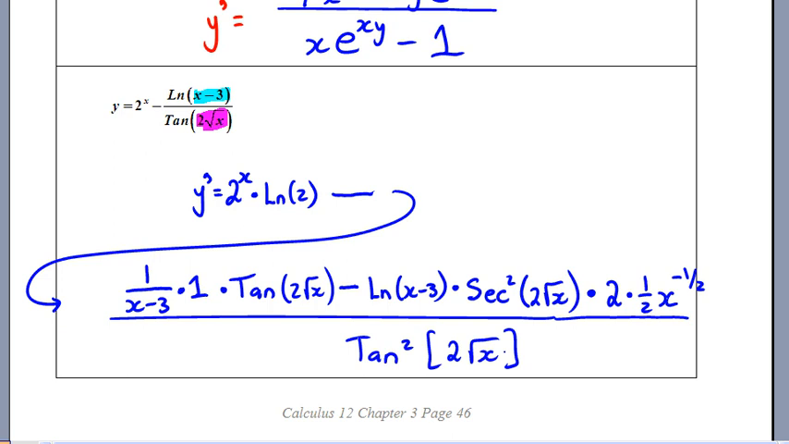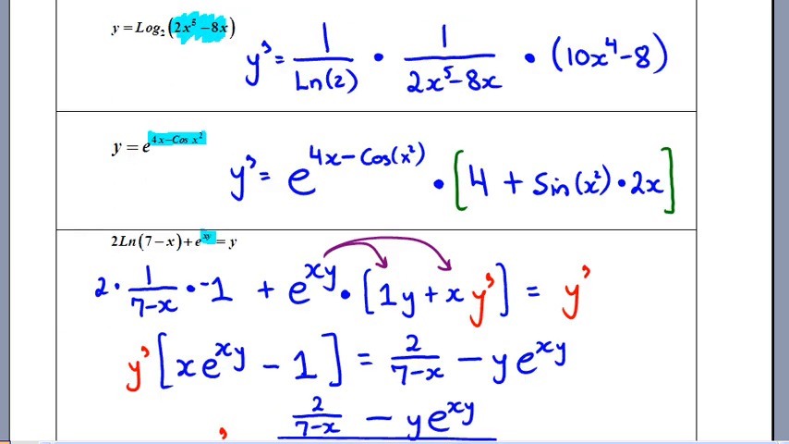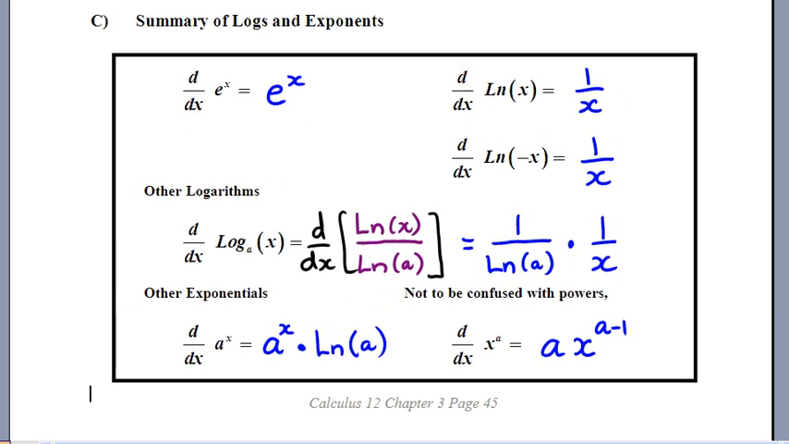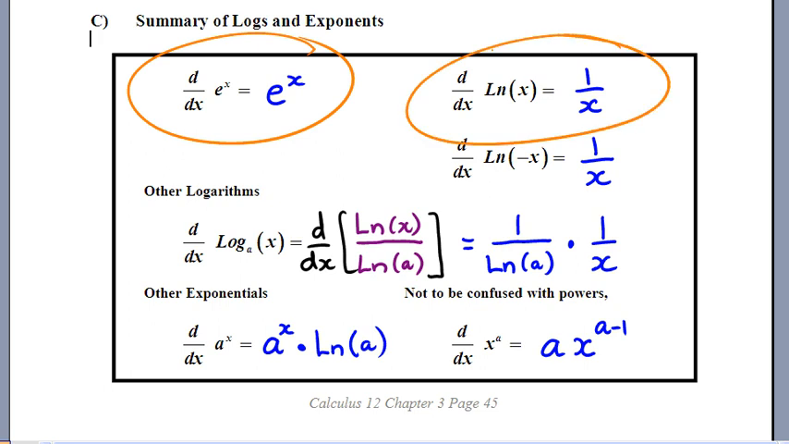And that is the last example for our day on logarithms and exponentials. I'm just going to go back for 1 second just to this page right here. So the key things we learned: derivative of e to the x, it's just e to the x. And the derivative of ln x is 1 over x. And then we got a couple of other little exceptions there down below. And that'll finish this lesson up.